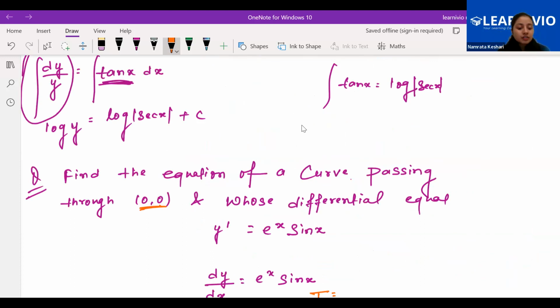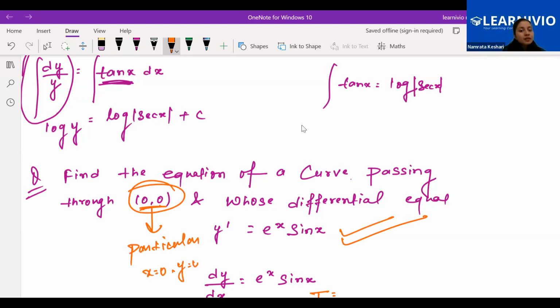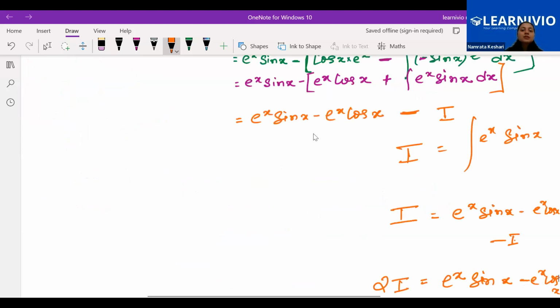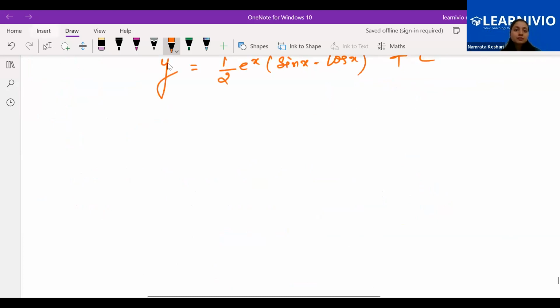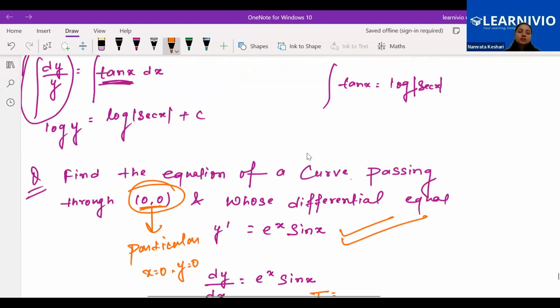Getting it? Whenever in a differential equation question passing through a point is given, don't get confused. In such a scenario it means the differential equation is already given to us, and it says it's passing through 0, 0. That means it's talking about finding the particular solution by taking x as 0 and y as 0. Is it making sense to you? Yes, ma'am. So this is how we will be solving it. Any confusion, Murtaza? No, ma'am. No confusion. Let's do the next one.